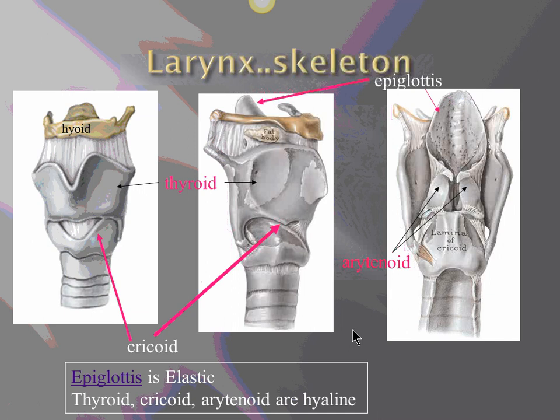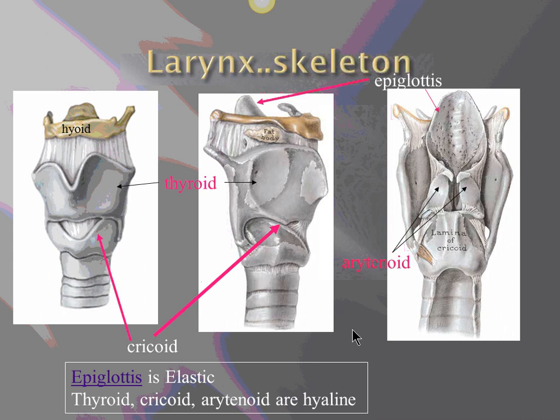Okay, so we'll begin with the larynx. And let's look at the skeleton of the larynx. The skeleton is cartilaginous, and though we often include the hyoid bone whenever we're talking of the larynx, it truly is not part of the larynx itself.